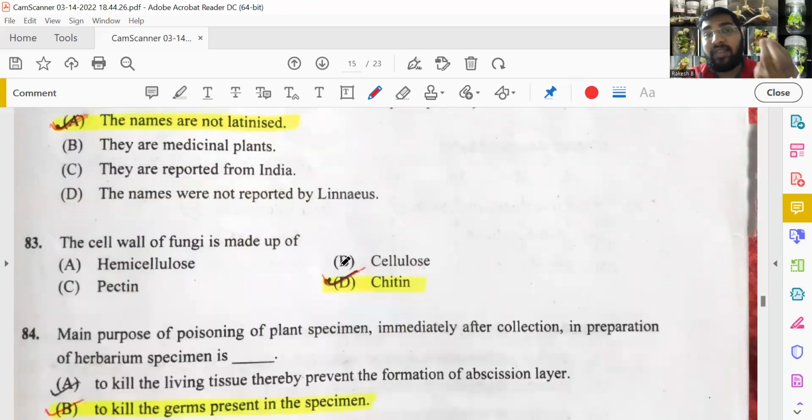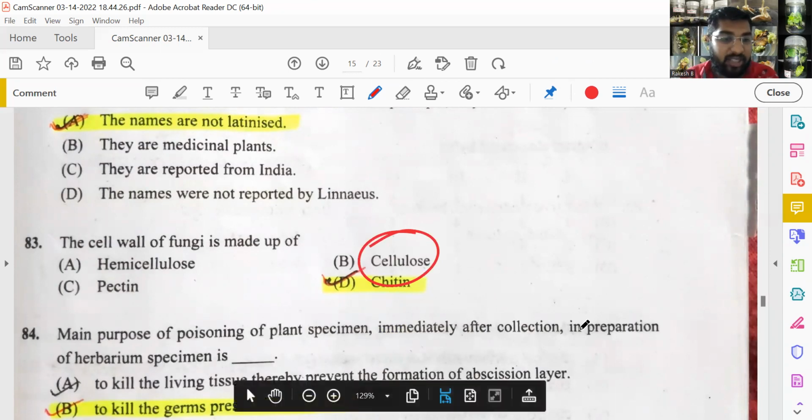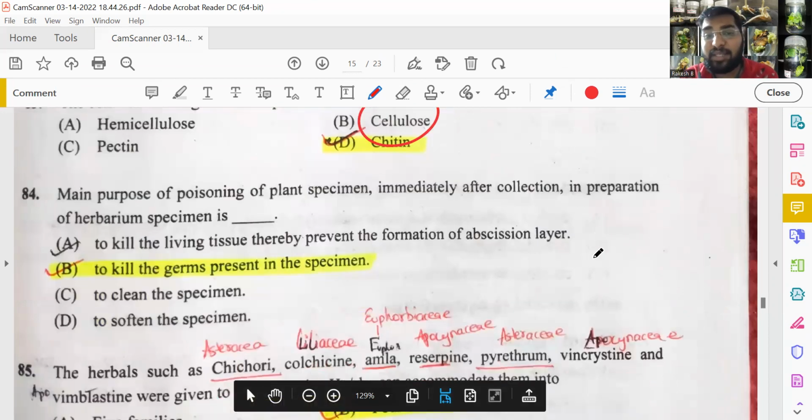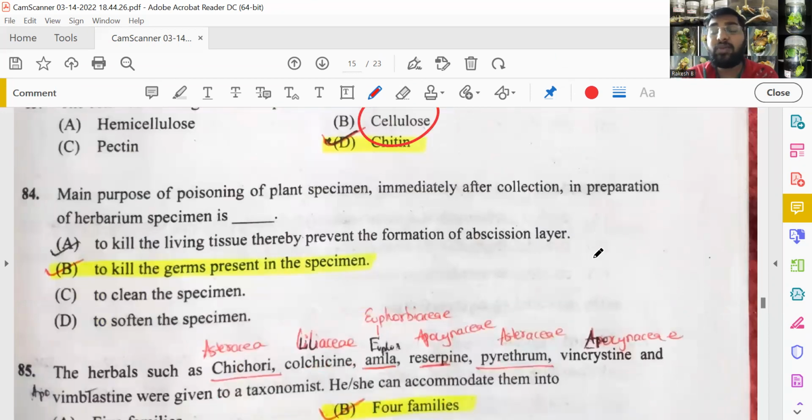The cell wall of fungi, very simple. Cellulose is in plants. Plant is made up of cellulose. Fungi is made up of chitin. Very, very simple. Now, the main purpose of poisoning a plant specimen immediately after collection: it's like a disinfection process to kill the pathogens or the insects. We poison before preserving as a specimen. So option B is the right answer, to kill the germs present in the specimen.